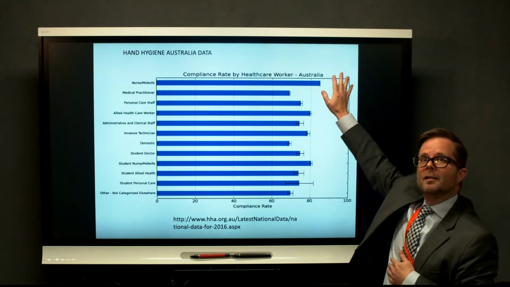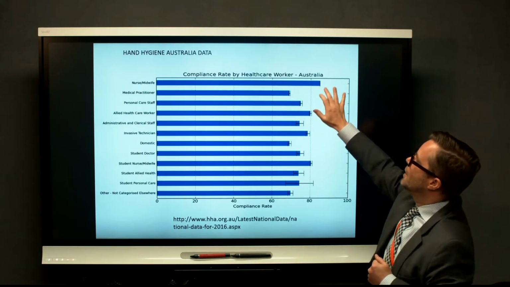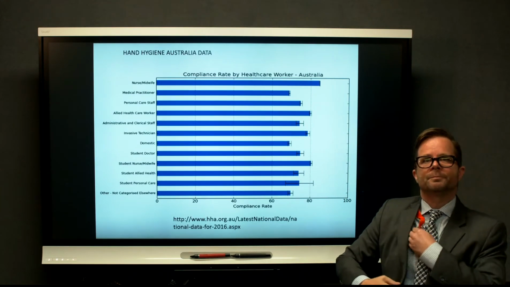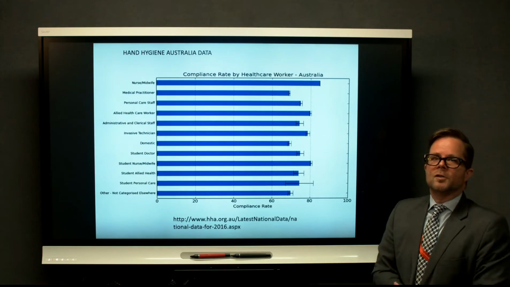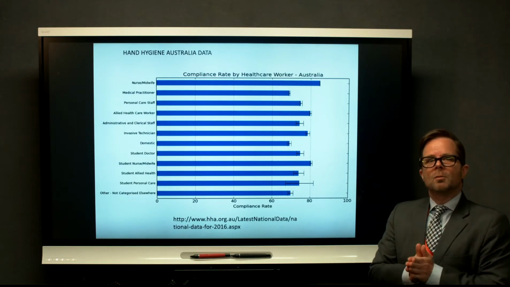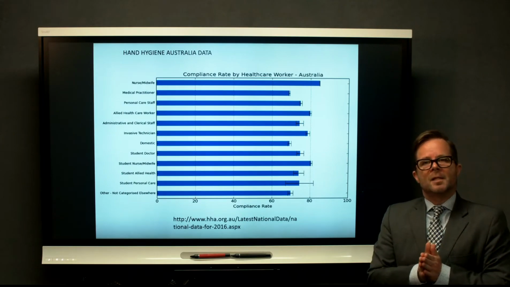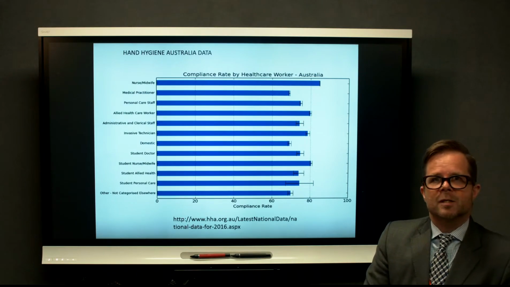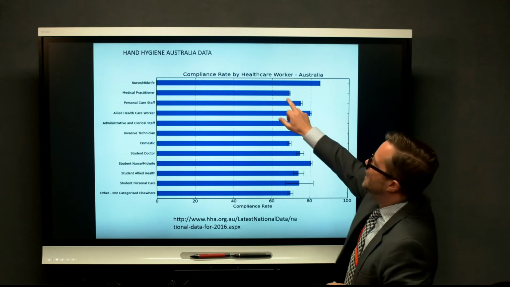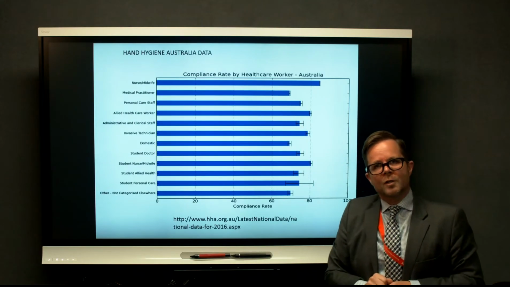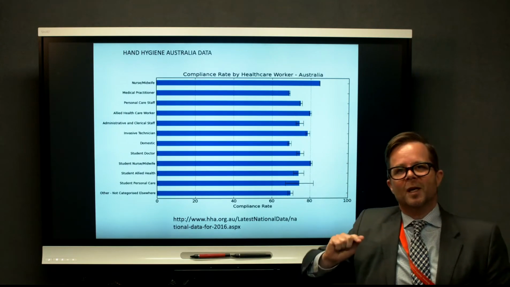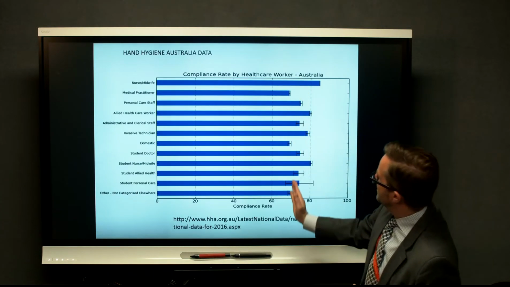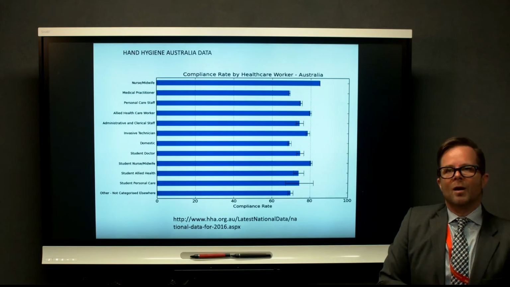Now, not surprising, or maybe it is surprising to you, I don't know, the best hand washers in the healthcare setting were nurses and midwives. Nurses and midwives in hospitals were the best or most compliant, with over 80% compliance with hand hygiene. Guess who were the worst practitioners? Well, you don't need to guess because it's on the chart here. Medical practitioners. Doctors were the worst in terms of their compliance with hand hygiene, with less than about 70% compliance.